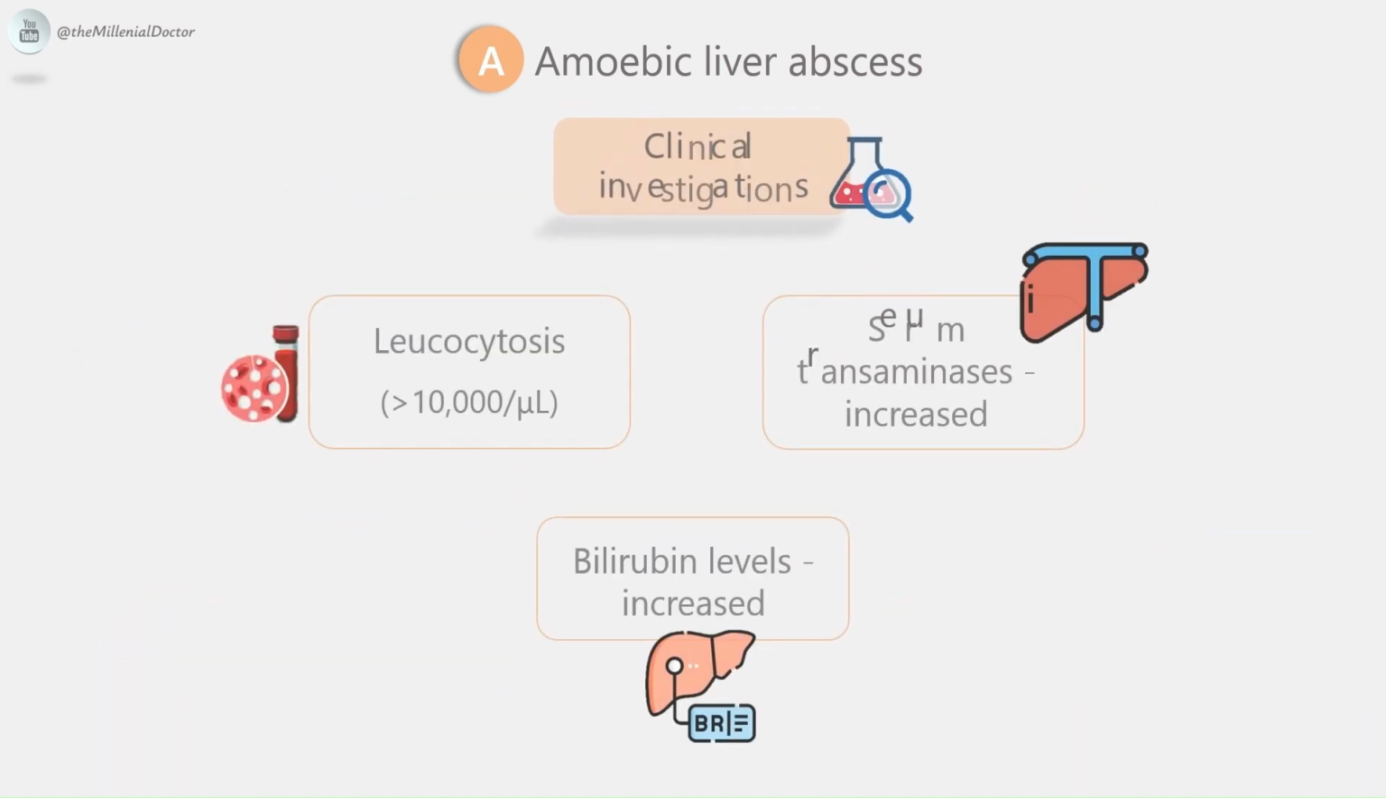Then the clinical investigations for amoebic liver abscess. About 3/4 of cases of amoebic liver abscess have leukocytosis, that is more than 10,000 WBCs per microliter of blood, and increased serum transaminases. Jaundice develops only when lesions are multiple or when they press on the biliary tract.